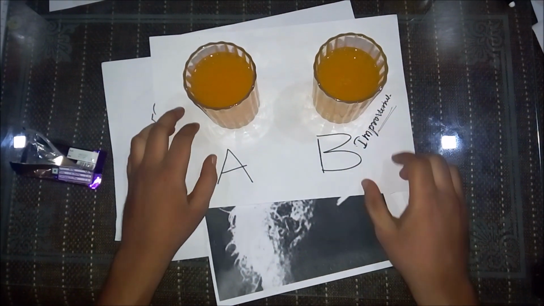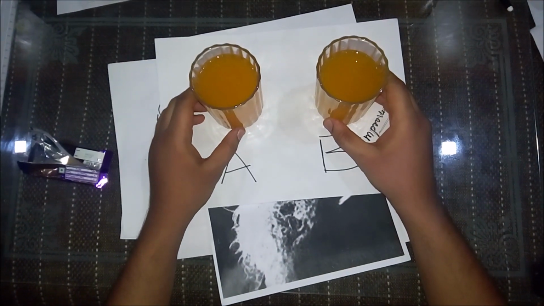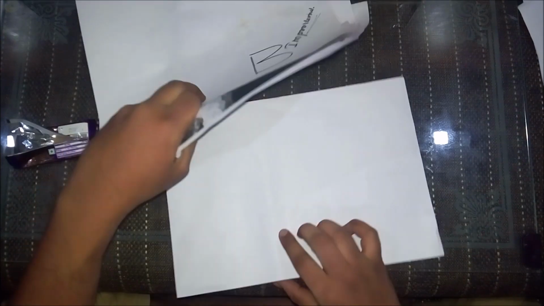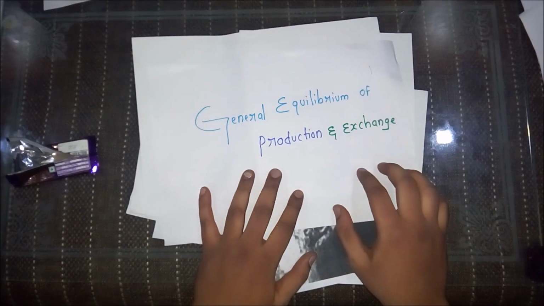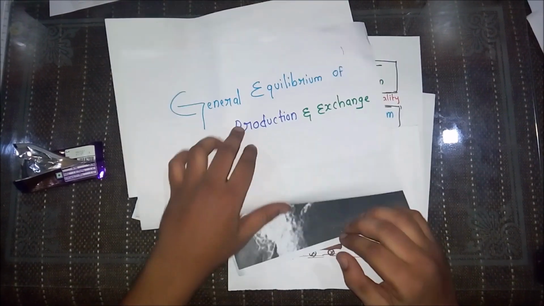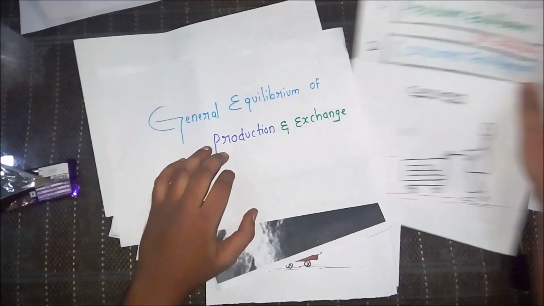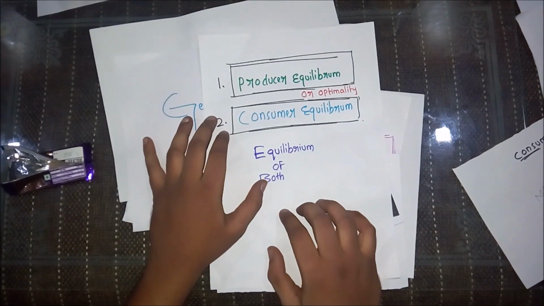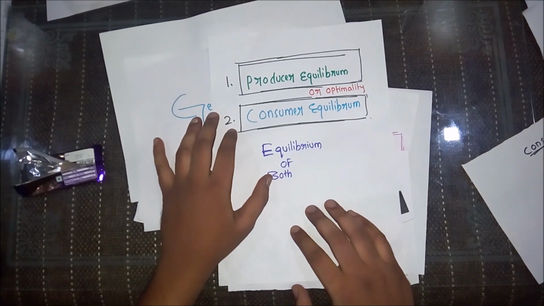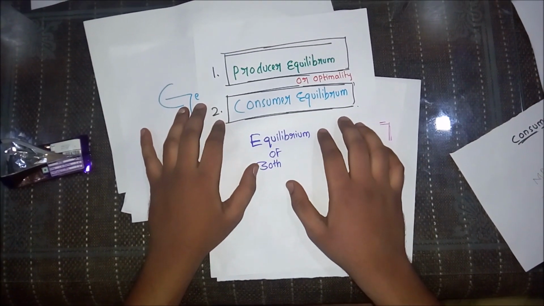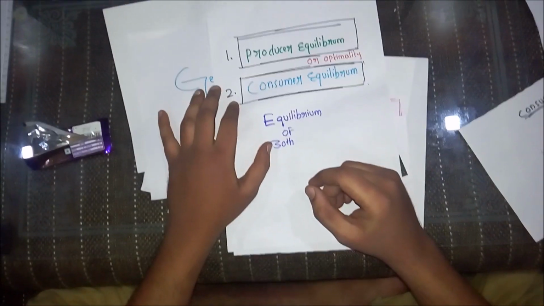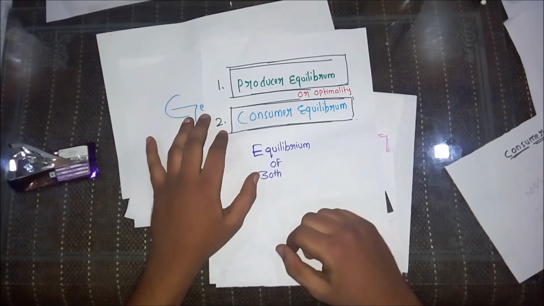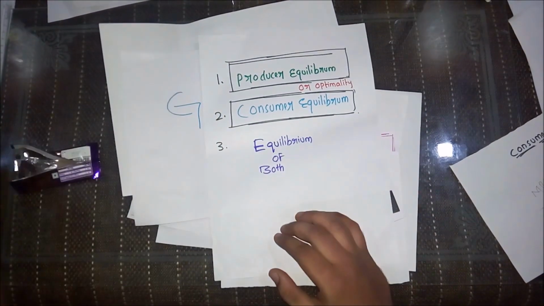Now based upon these two statements, Pareto, who is the founder of welfare economics, explains the general equilibrium of production and exchange. Now in order to explain the general equilibrium of production and exchange, first we need to understand producer equilibrium. For that, we should have a little basics of isoquant and the slope of isoquant. Now let me start the explanation of producer equilibrium.